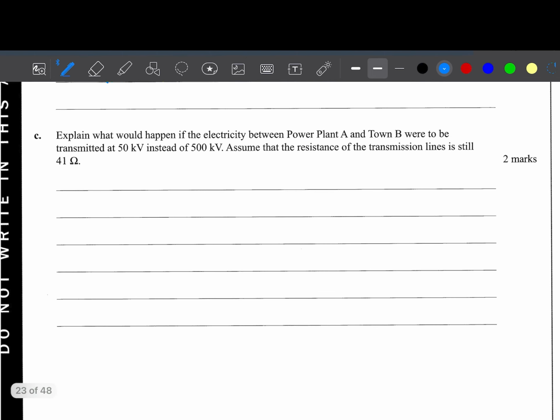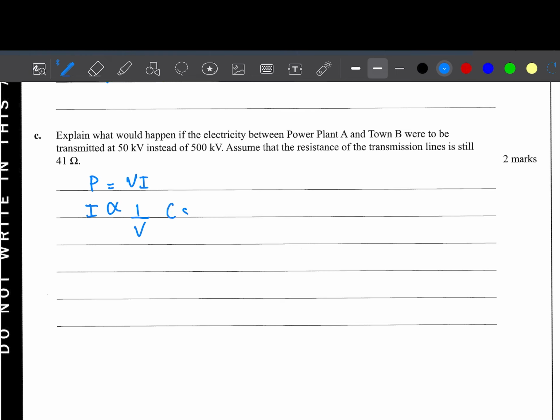Explain what would happen if electricity between power plant A and town B were to be transmitted at 50 kilovoltage instead of 500. Assume that the resistance of the transmission line is still 41. Okay, so P equals VI, and I is going to be, well, power is going to be constant, so I is going to be inversely proportional to the voltage.